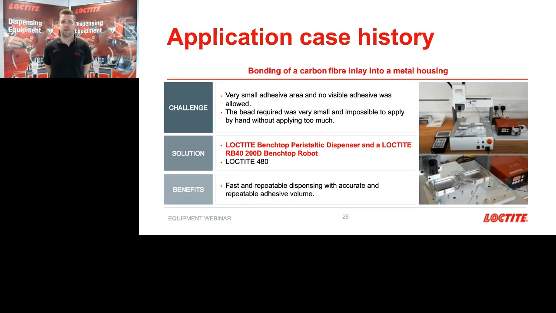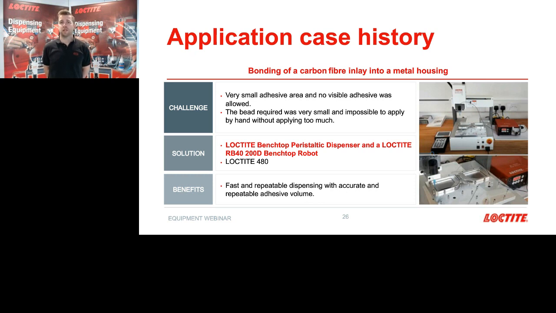Here's a case history then for using the PU20 Peristaltic dispenser. So in this application, the challenge we had is that the adhesive needed to be placed on a very small area. It was a very small land area around the component. And also, it was not allowed to have any visible adhesive outside of the joint once the component was assembled. So we needed to really precisely control the amount, the flow rate and also the position.